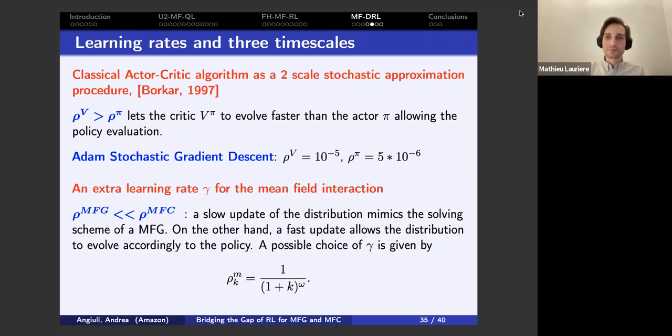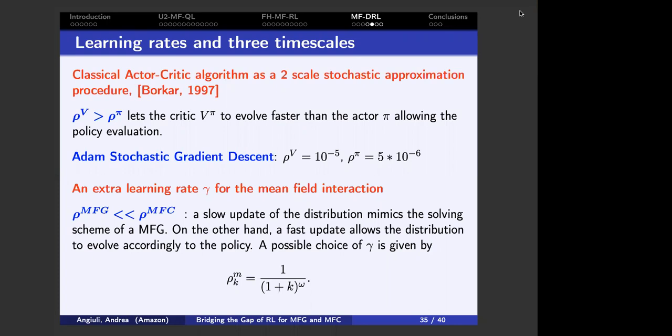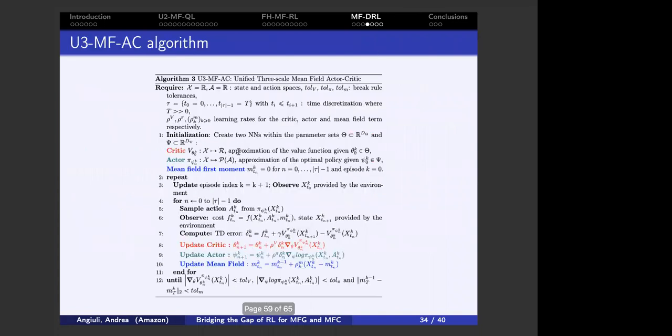Other questions or comments? Hi, I had a question. Yeah, please. Hi, Andrea. Very nice talk. I really like the work. I had one question about the 3 time scale algorithm. So am I correct in believing that you use the agent's dynamics itself to update the mean field, right? So there is no mean field oracle.